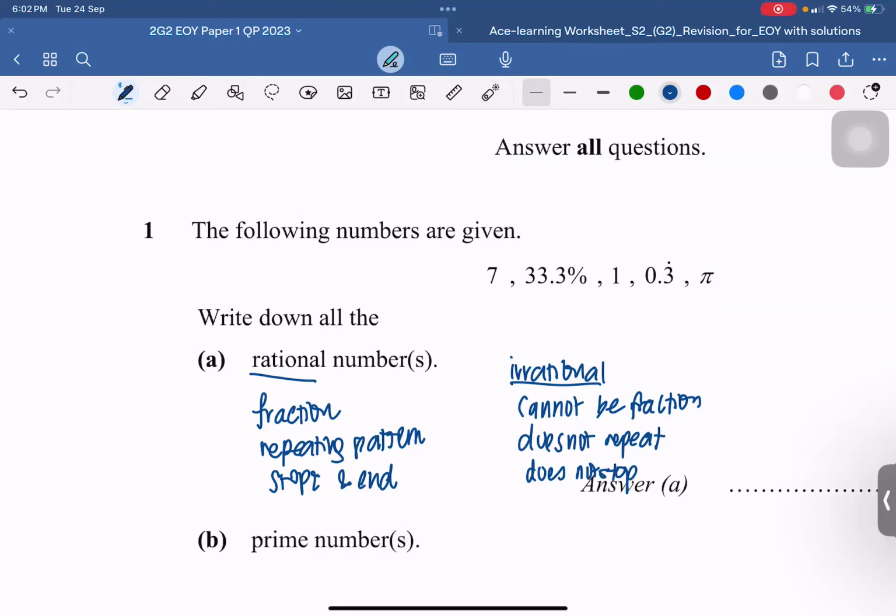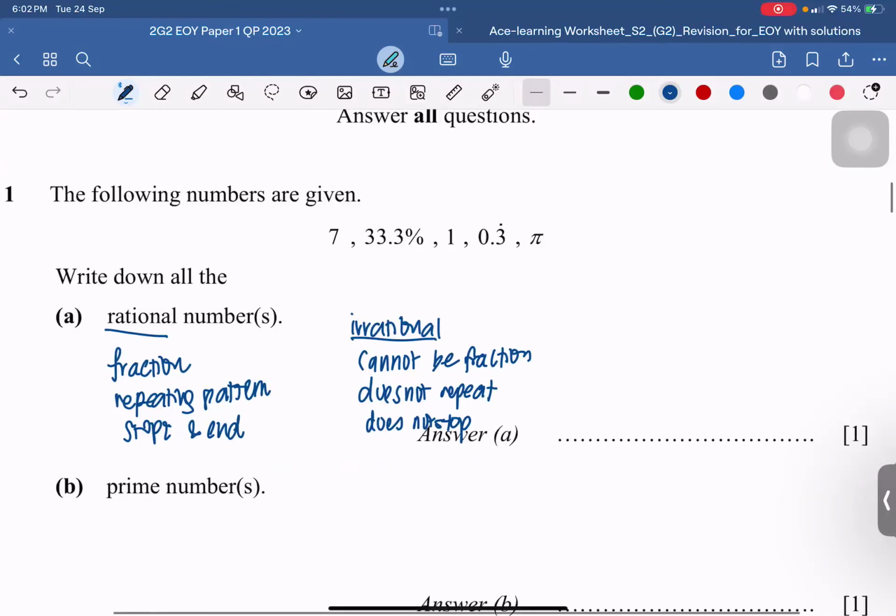Right, then next question. In this case, I want rational. So I want the ones that can be written as a fraction, or that have a repeating pattern, or that stop. So 7, 33, 3%, 1, 0.3, like that. All these are rational. So what is irrational? Pi is irrational.